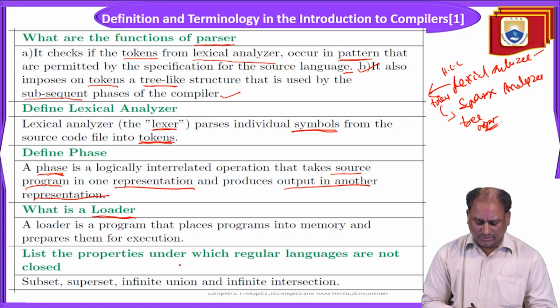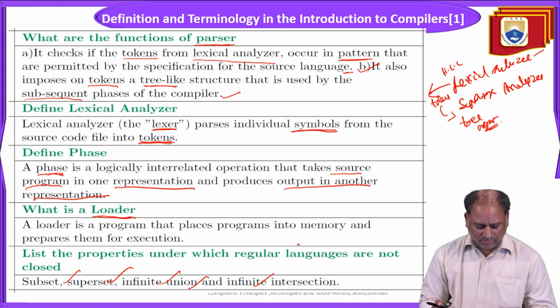What are the properties under which regular languages are not closed? This is one of the points. What do the properties mean here? Closed and not closed under subset, superset, infinite union, and infinite intersection. So some of the properties are not closed. Why? Because here, the regular languages with the union operation, intersection operation, and subset.